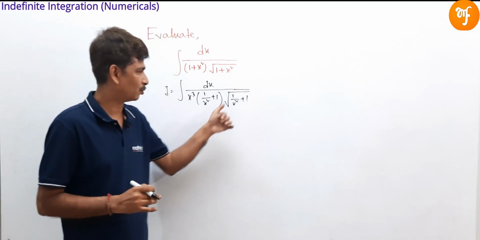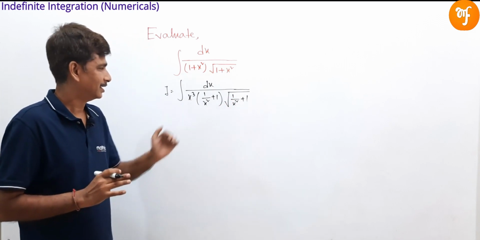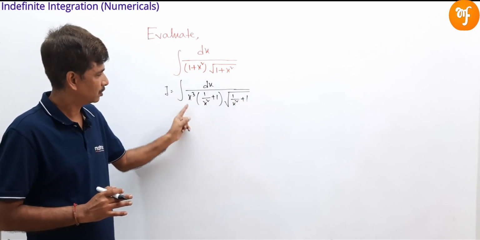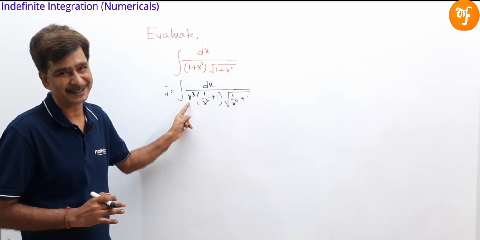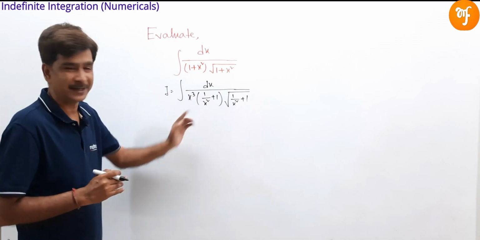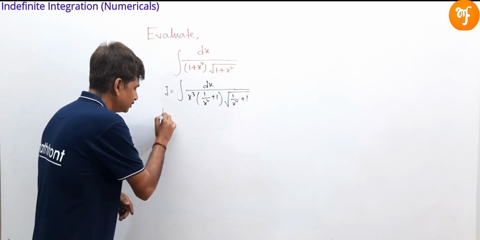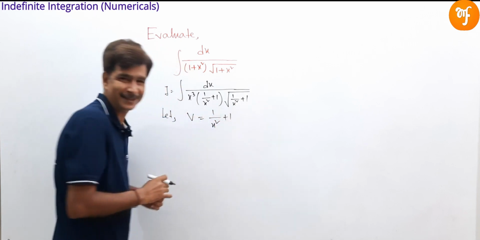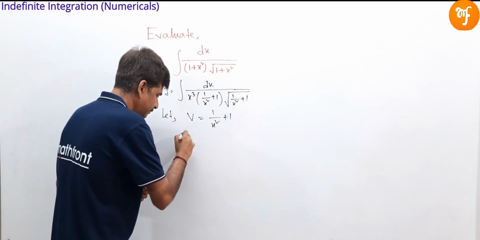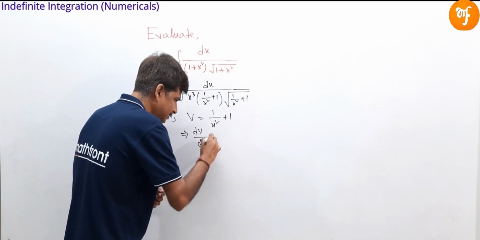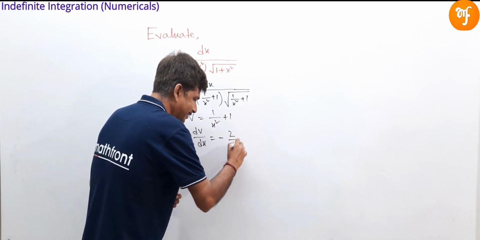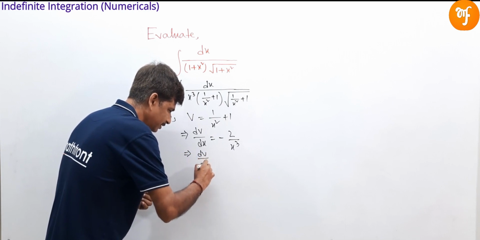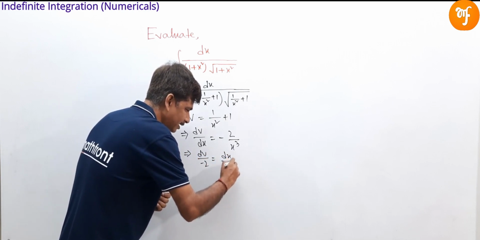Okay. Now if we assume 1 by x square plus 1 as v, the derivative of 1 by x square plus 1 becomes minus 2 divided by x cube, and look, 1 divided by x cube is already present in the integration. So let 1 divided by x square plus 1 be v. So, assuming v is equal to 1 by x square plus 1, now differentiating both sides with respect to x, we will get dv by dx as minus 2 divided by x cube. Okay, clear? So we can write dv by minus 2 is equal to dx divided by x cube.